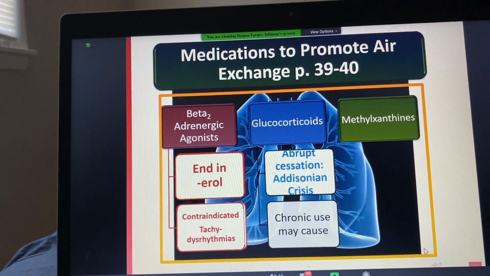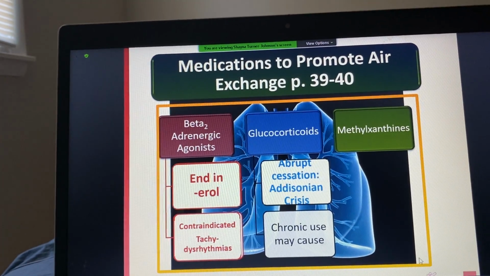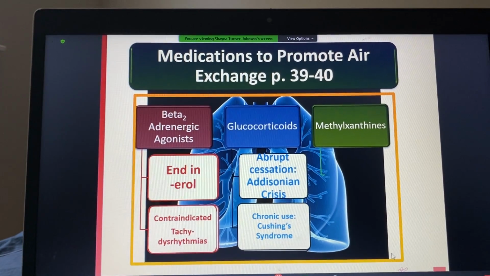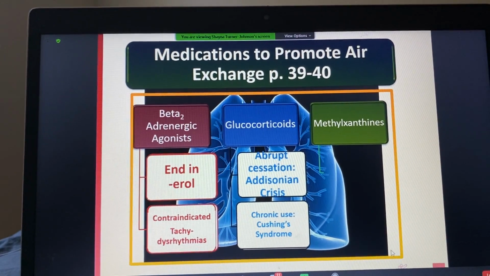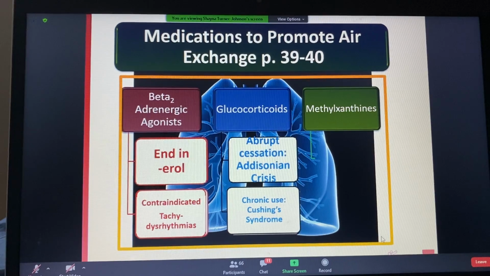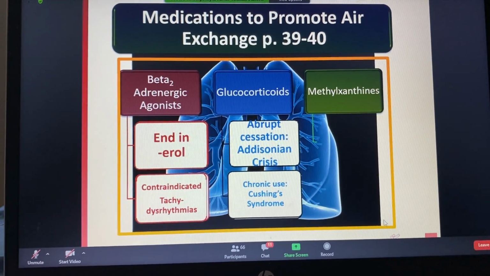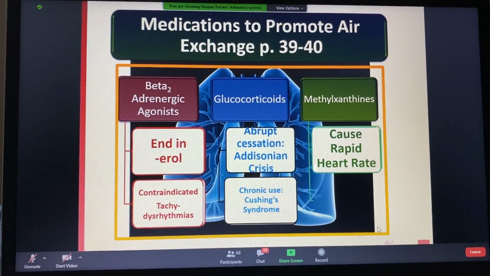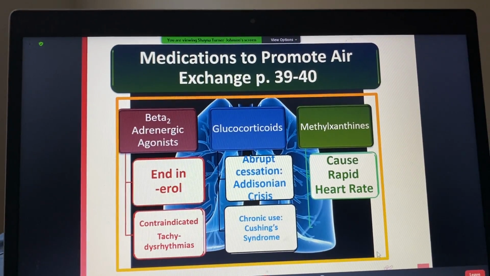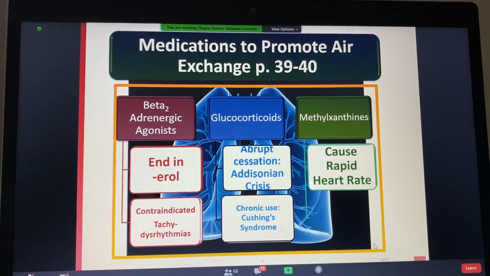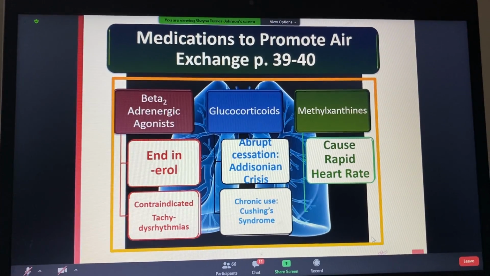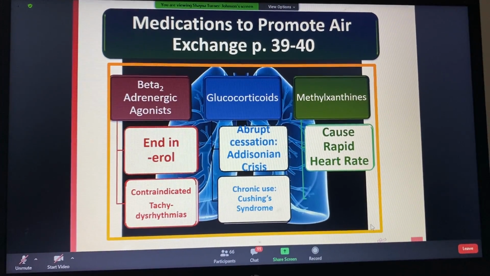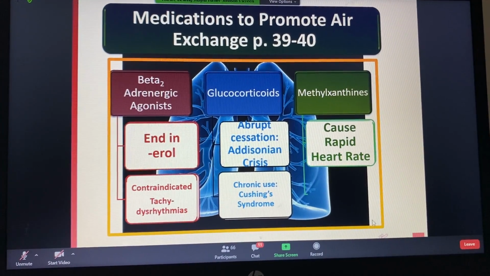When we have chronic usage of these, then we can go the other end and we can actually put a patient into Cushing's syndrome. Okay, both of these we're going to talk about in Med-Surg tomorrow. We'll talk more about those. Methylxanthines can cause a rapid heart rate. So some common medications in this class are theophylline. Theophylline is a very common medication here.